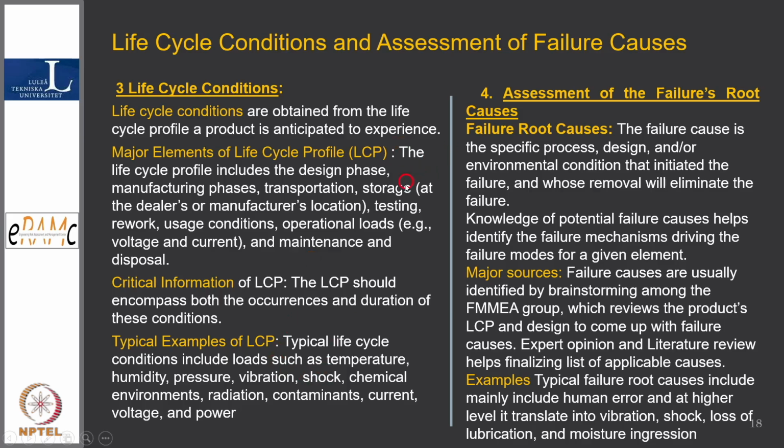Then assessment of failure root causes. That is related to mechanism only, because root cause analysis, if it is a serious issue, forces the industry to go into the root of those failures so that such failures will not occur. So root cause analysis becomes very important there, and we have to identify their sources. Typical examples of failure root causes include human error.